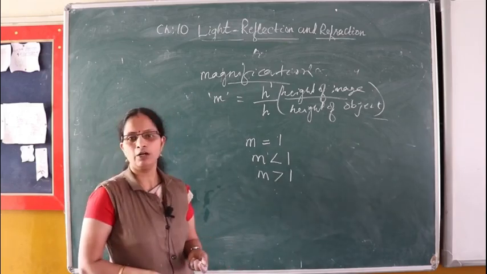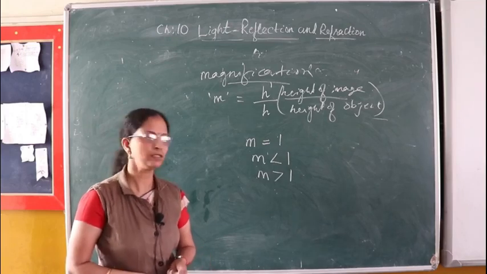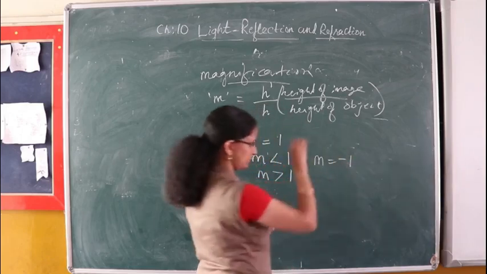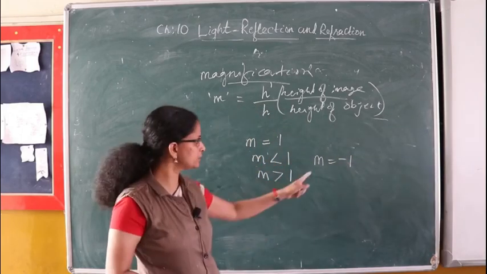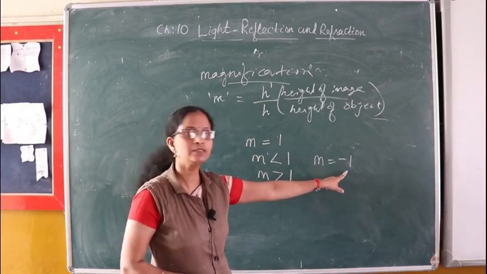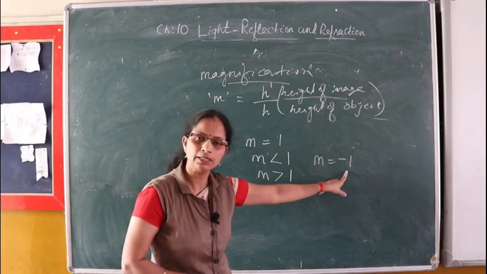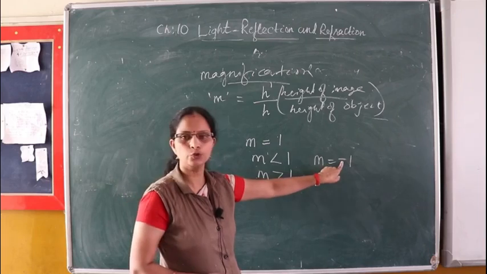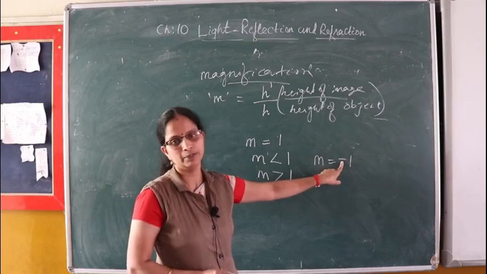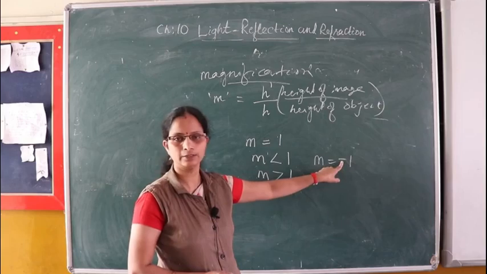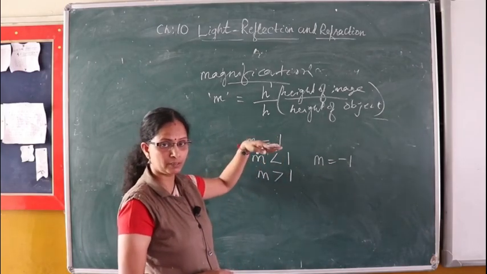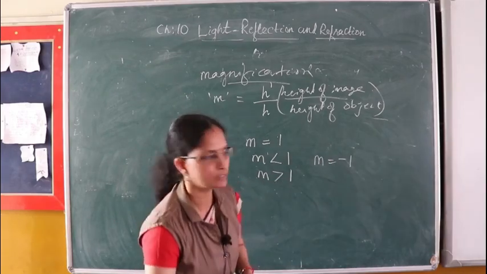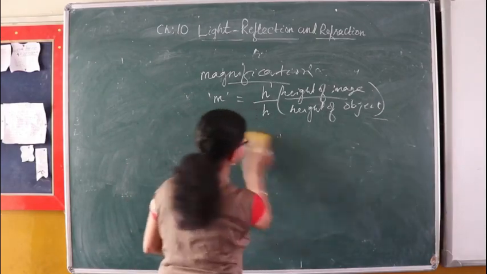And at the same time, along with the magnification, if a minus sign is there, suppose magnification M is equal to minus 1, it says that the image formed is of the same size as that of the object, and at the same time this minus value shows it is a real image. Since the height is measured from the principal axis, downward height is always measured as minus, so it shows that it is a real image.